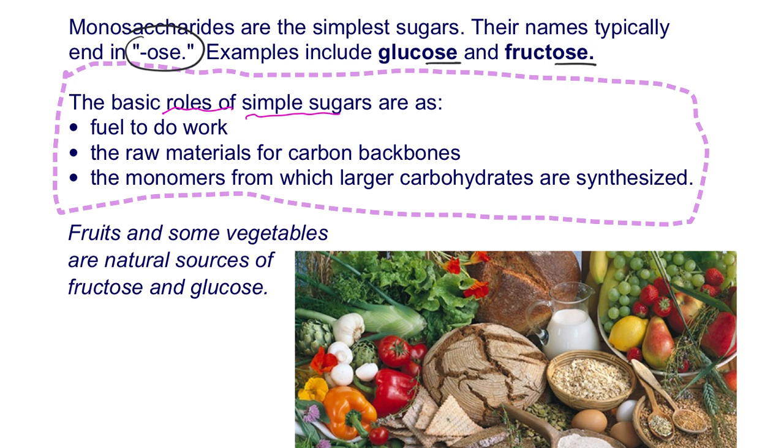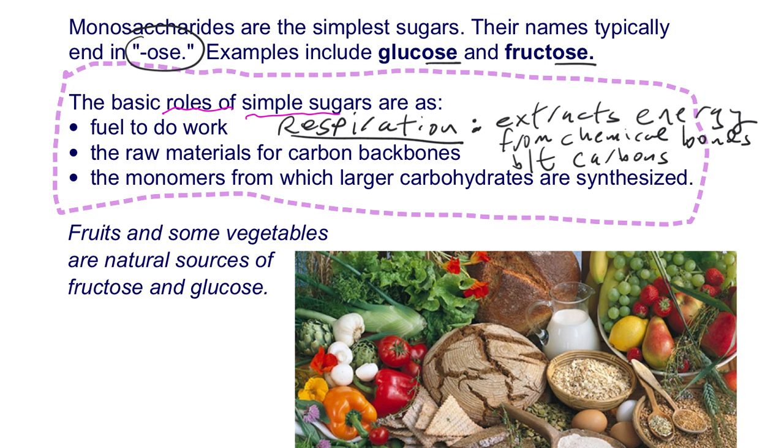So what's the importance of simple sugars? We break simple sugars down into carbon dioxide and water by a process called respiration, and it extracts the energy from the chemical bonds between the carbons. We'll talk about respiration later. Also, another important feature of simple sugars is they provide the carbon we need to build other organic biomolecules, which we'll talk about coming up.